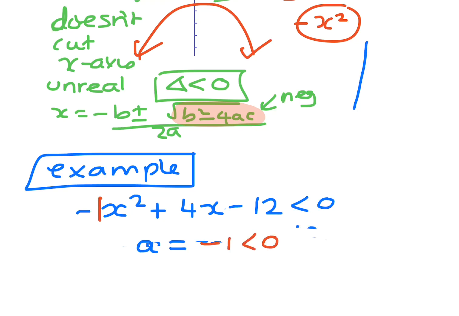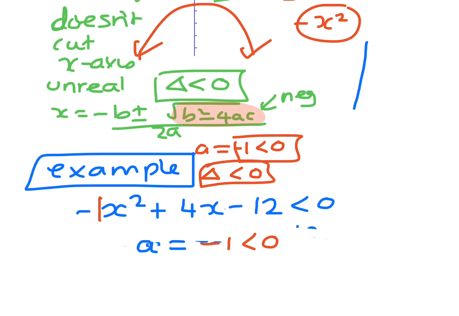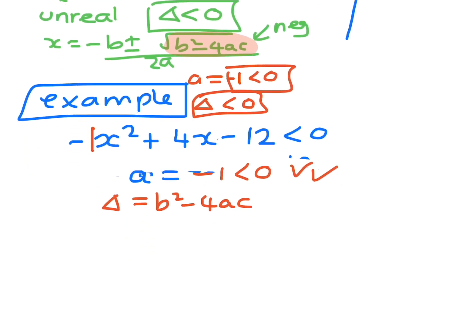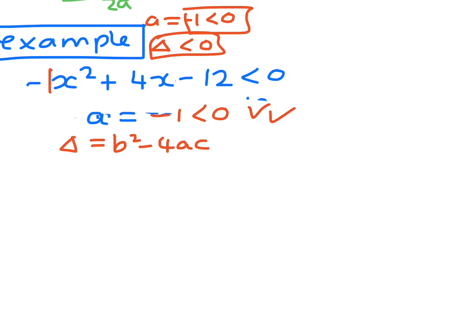So our two conditions to show that it's always negative are that a has to be less than 0 and the discriminant has to be less than 0. So a is definitely less than 0, so that box is ticked. The discriminant, which is b squared minus 4ac, we need to now show that that is also negative. And that would be negative basically if it has unreal roots. So that's the discriminant, because we're after this situation.